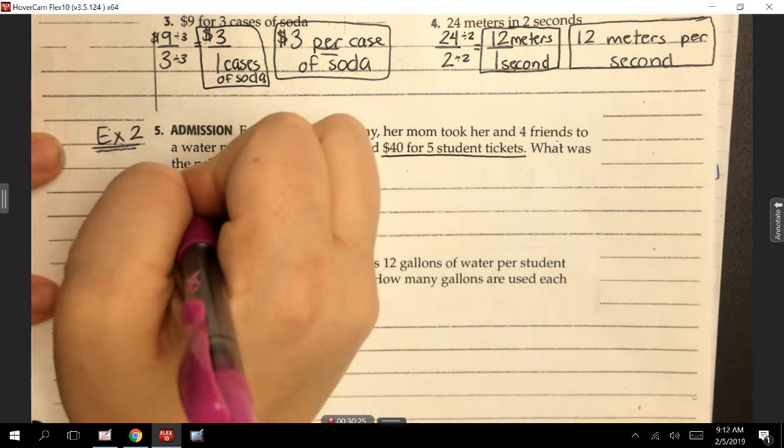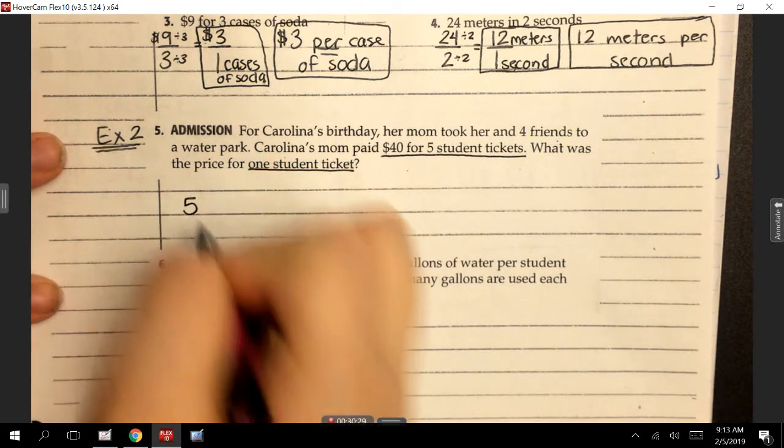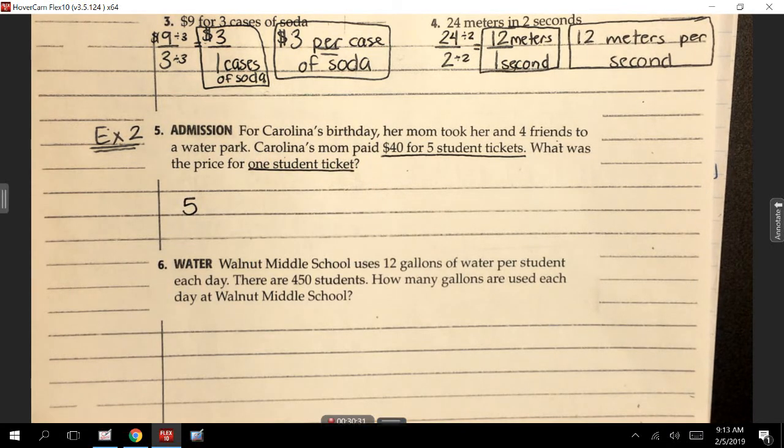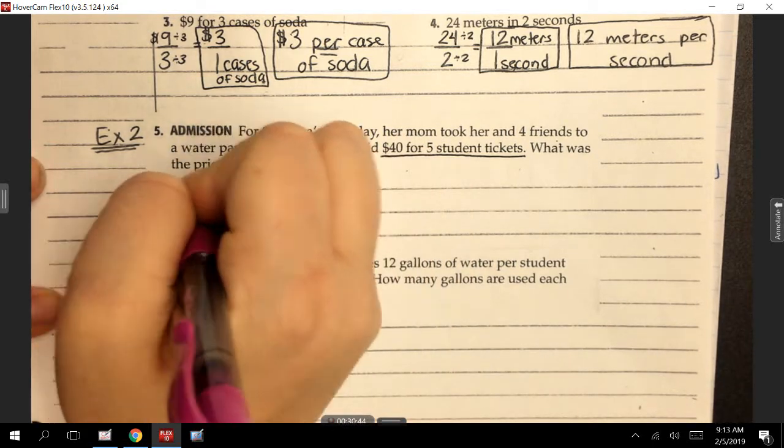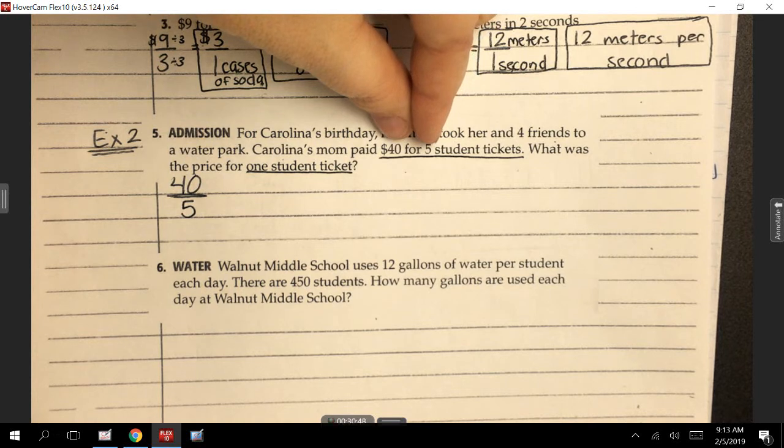So I know that I have my student tickets, which is 5, and it's got to go on the bottom because I want that to change to a 1. Are y'all okay with that? If I'm changing it to 1, that's how I decide what goes on the bottom. Does that make sense? So what's going to go on the top? 40. Because that 40 and 5 are together. You'll see where those are together?